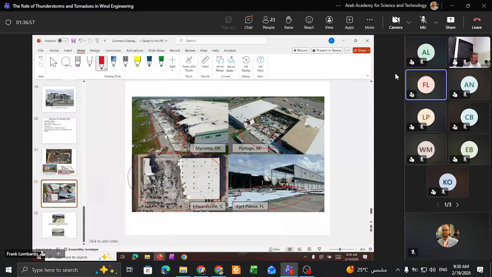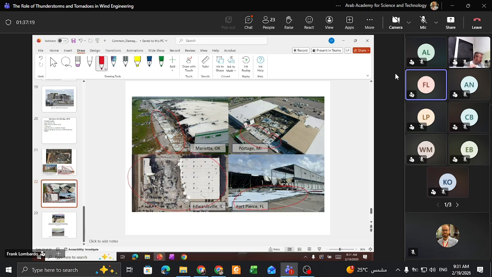One of the things for the tornado loading code, which hopefully we'll get to today, is to maybe give these particular structures a little more importance and to increase the design loads for these structures, because they are so susceptible to collapse and it is a life safety issue.